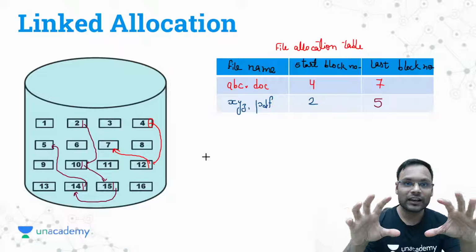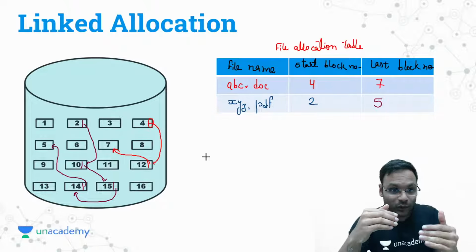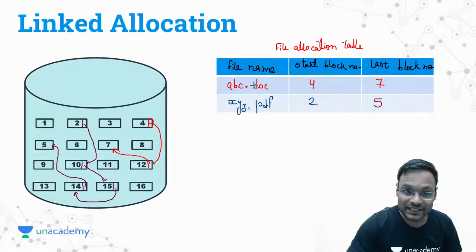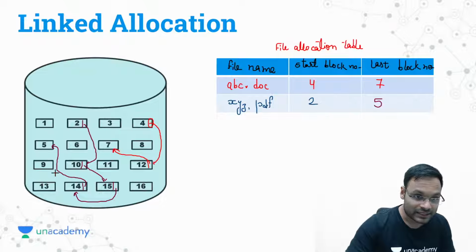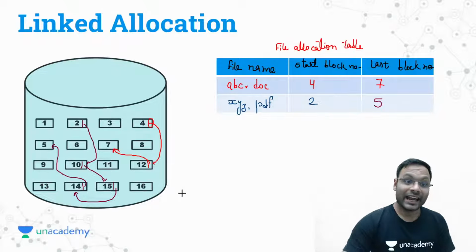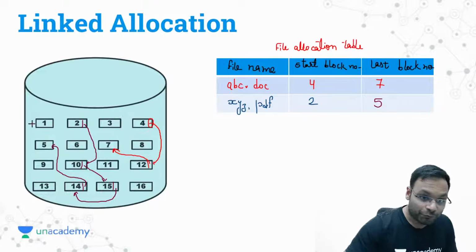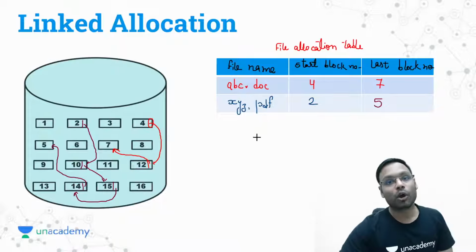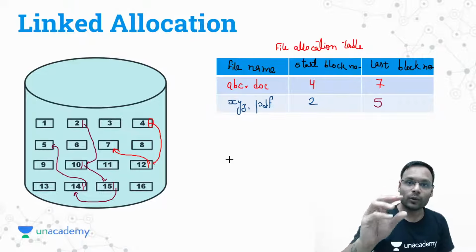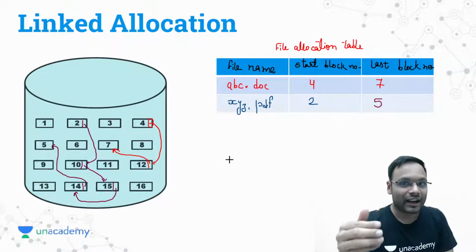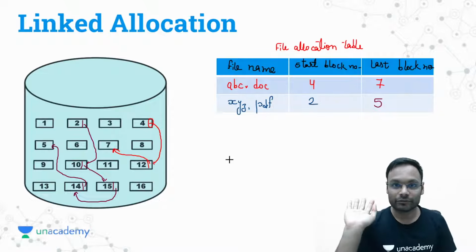Now this linked allocation is better in flexibility. Let's say I want to increase the file size of this abc.doc. I have so many blocks free, 1, 3, 9, 13, 16, and I can give any block to that file and easily create a link to that block from 7. Hence I can increase the file size, and linked allocation is flexible enough.